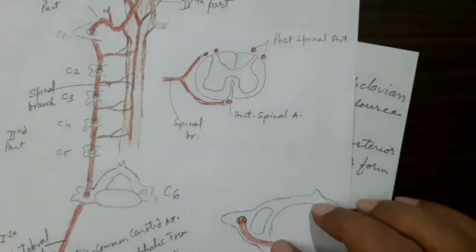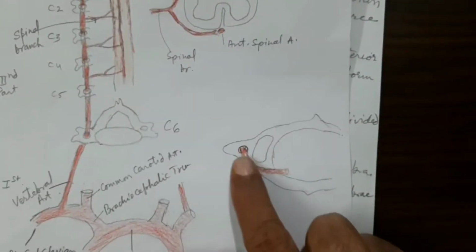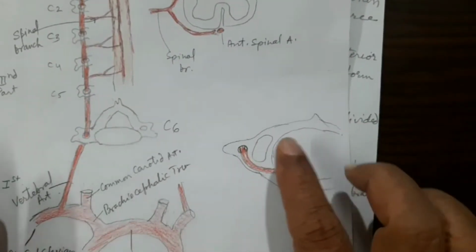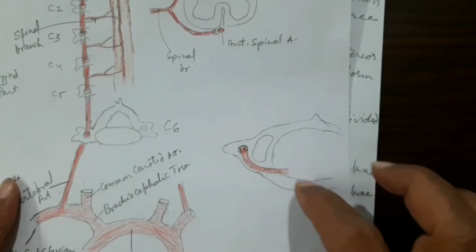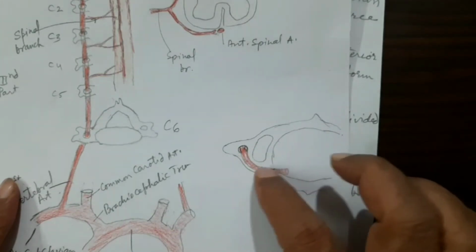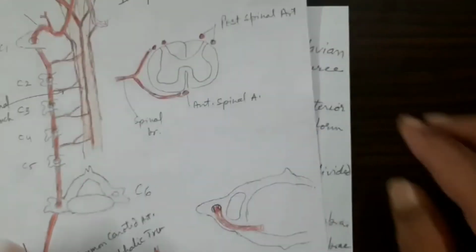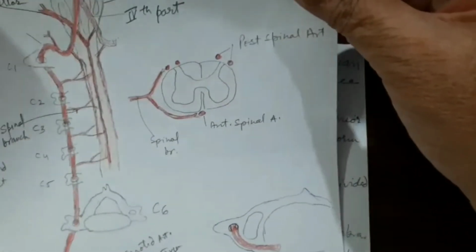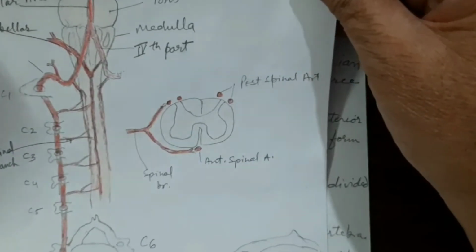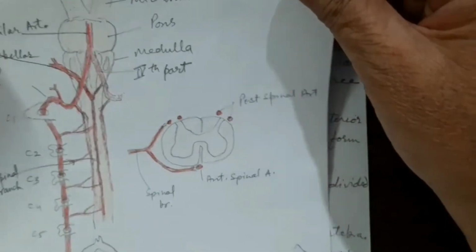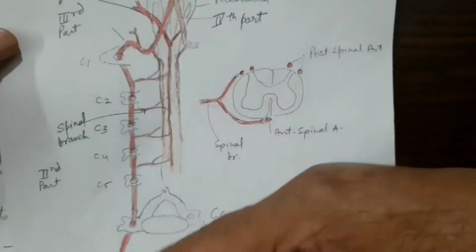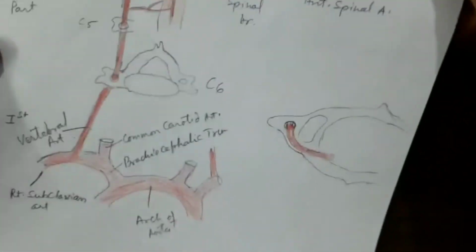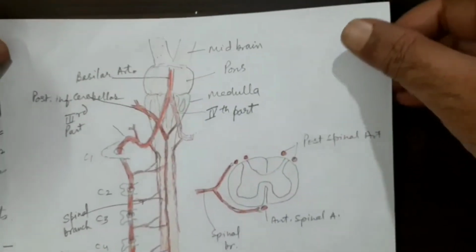So try to remember this diagram which tells you about the relation of the third part with the superior surface of the atlas vertebra, where on the posterior arch of the atlas it lies in a groove before it goes inside the dura mater, before it pierces the dura mater. So I hope that you have understood the course and the parts of the vertebral artery.